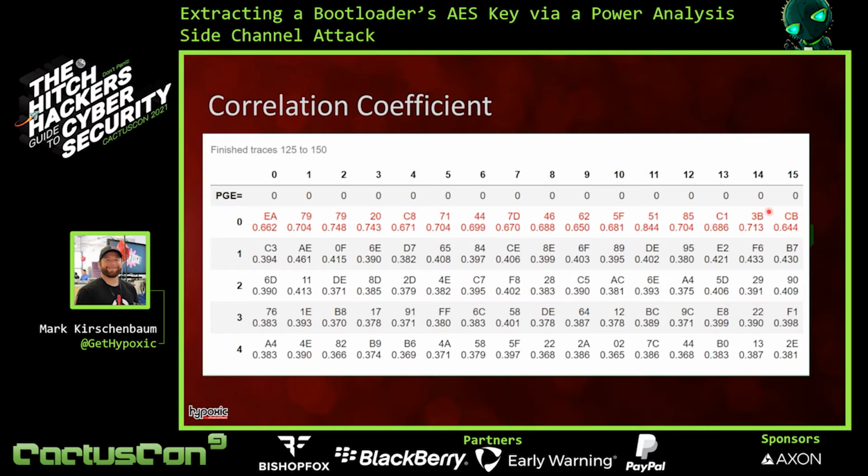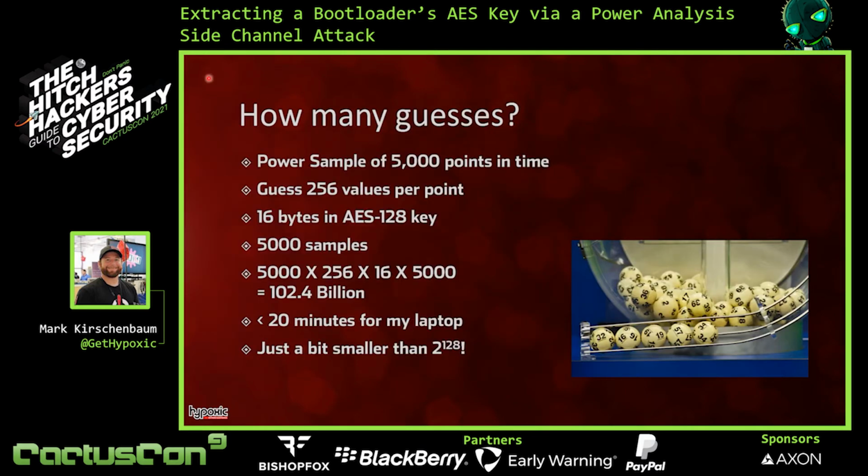So believe it or not, with 150 traces, we were able to figure out the key from this leakage model, which would be EA797920C8, blah, blah, blah. And this is the round 10 key. You may be asking yourself, it sounds like a ton of data that I'm processing through. And it is, but luckily our computers are fast.